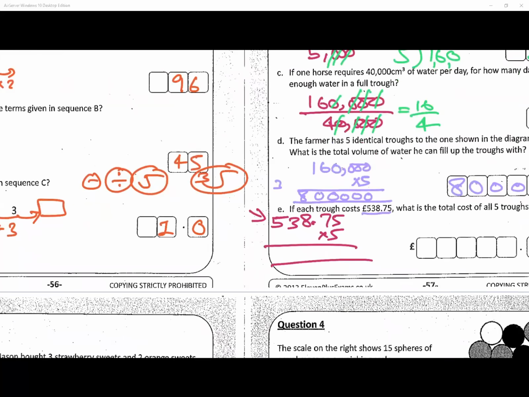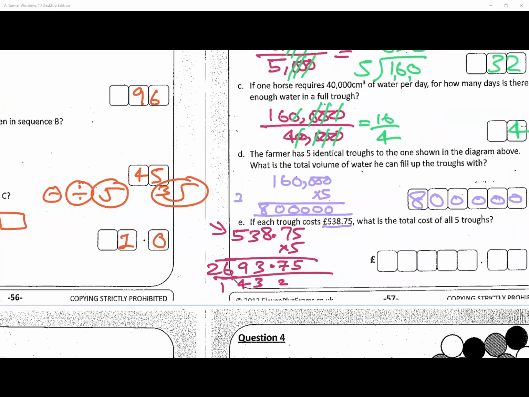What's 5 times by 5? 25. And 7 times by 5? 35. Add 2, 37. 8 times by 5? 40. Add 3 is 43. 3 times by 5? 15. 15 add 4 is? 19. 19. 5 times by 5? 25. Add 1 is? 26. Done. So it'll be how much pounds? 2,693 pounds and 75 pence.